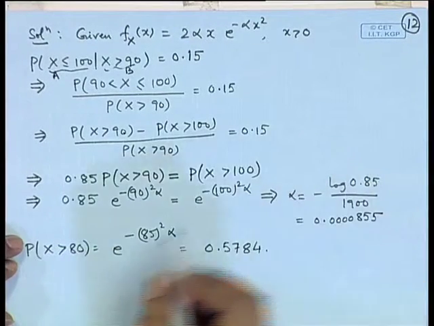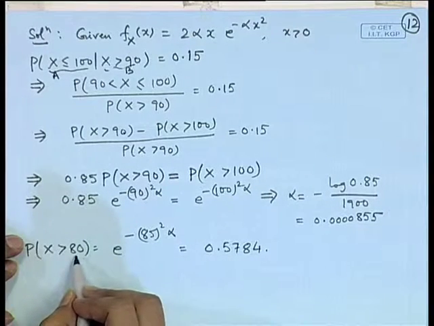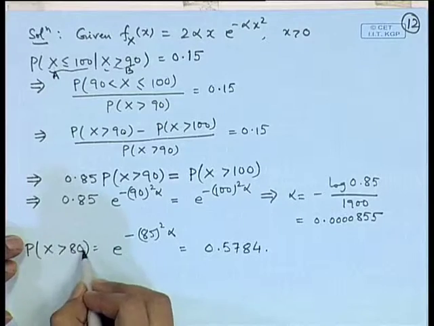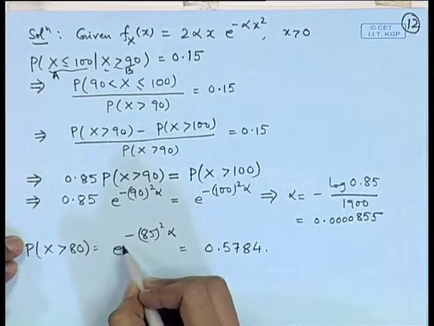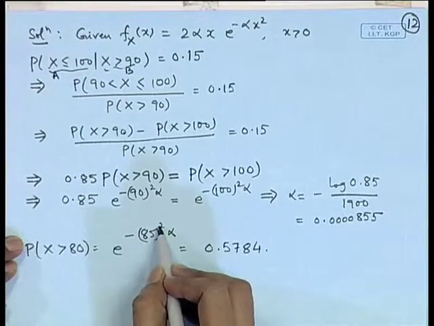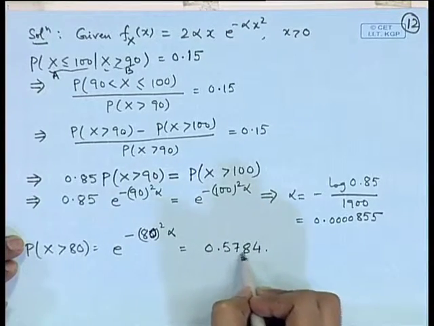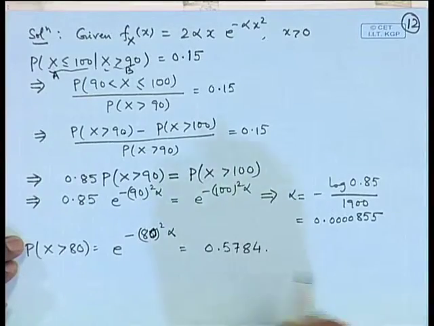So, what is the probability that a component is working after 80 hours? That means, the reliability of the component at 80 time. So, by applying this formula, that is e to the power minus alpha t to the power beta, the value turns out to be 0.5784.